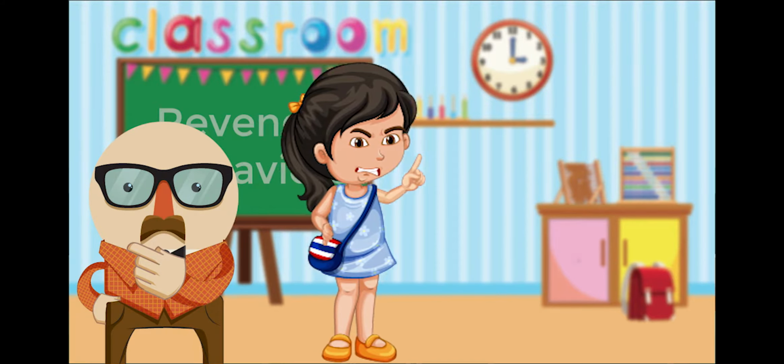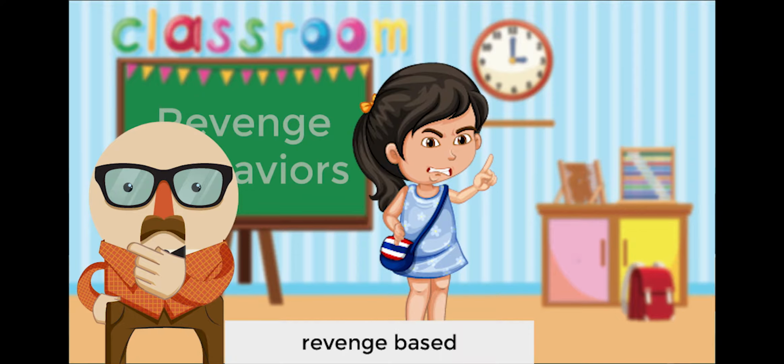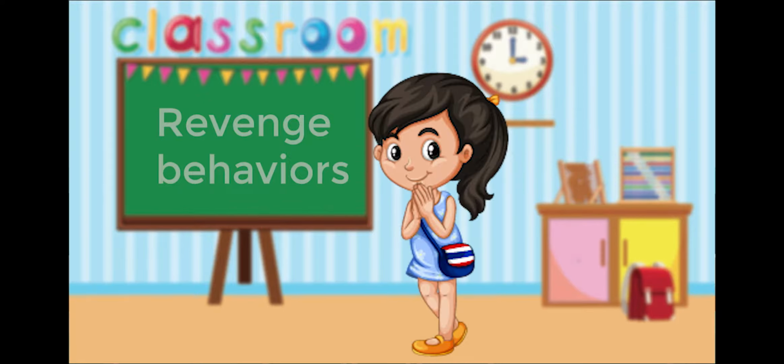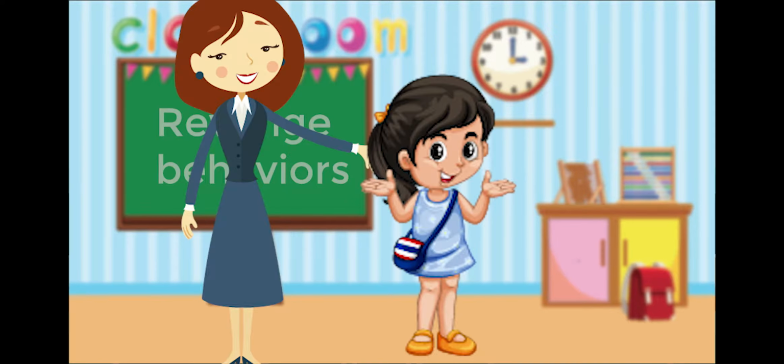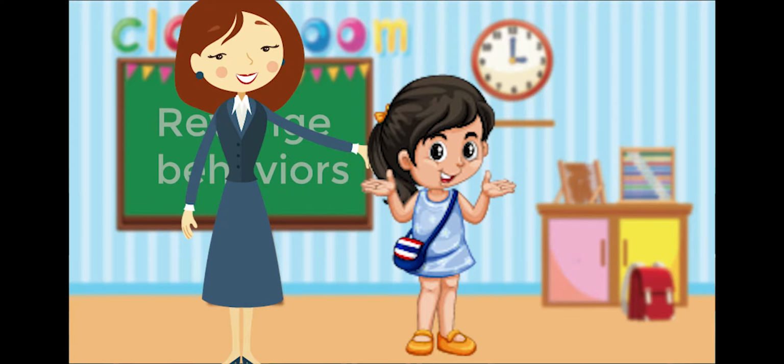Dreikurs' model of social discipline explains Anna's behaviors as revenge-based because she is blaming her nanny for her loss of time with electronic devices. Anna might be asked to apologize to her nanny as a natural consequence for the behavior. Encouragement should also be used to help motivate Anna to spend more time off electronic devices.